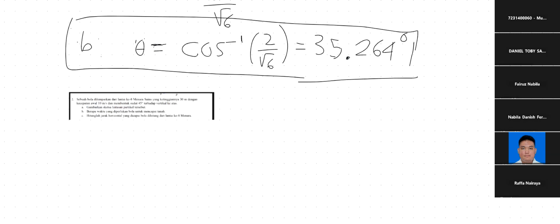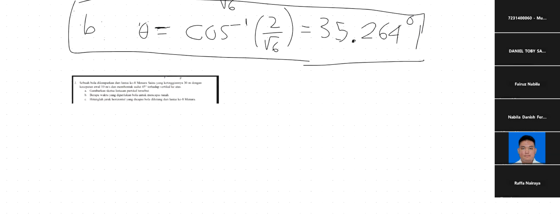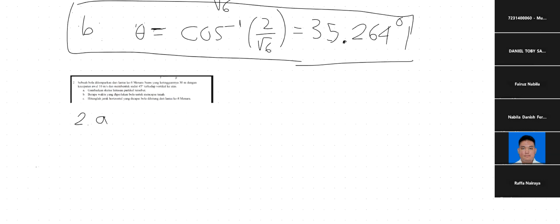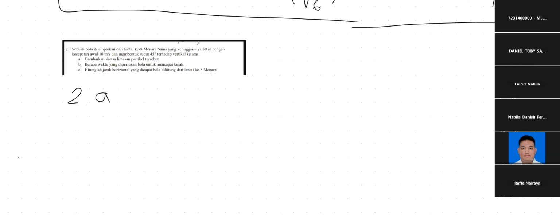Sebuah bola dilemparkan dari lantai ke-8 menara sains yang ketinggiannya 30 meter dengan kecepatan awal 10 meter per second, dan membentuk sudut 45 derajat terhadap vertikal ke atas. Oke, start with 2A. Sketsa lintasan partikel. Itu pasti parabola ya. Parabola, tapi kita meninjaunya dari sebuah ketinggian.